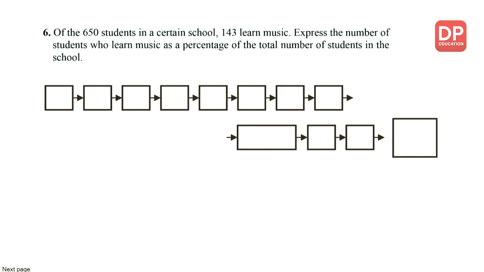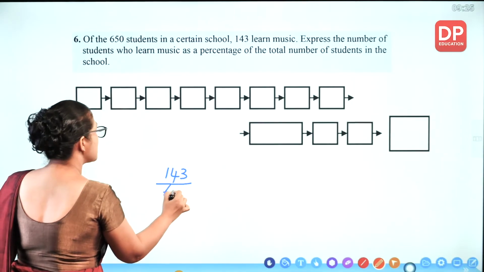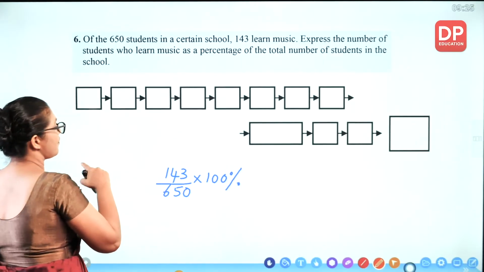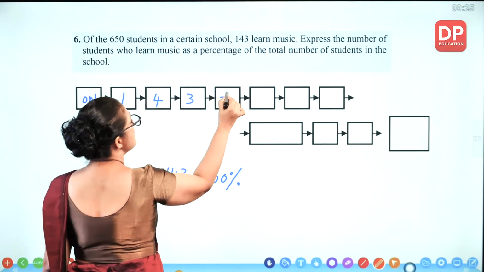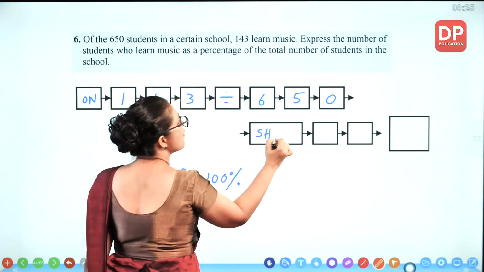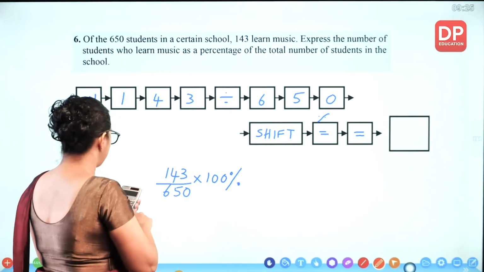Question number 6. Of the 650 students in a certain school, 143 learn music. Express the number of students who learn music as a percentage. So number of students, so that means 143 out of 650 as a percentage. So switch on the calculator. 143 divide by 650. As a percentage, you have to press shift with the equal sign.